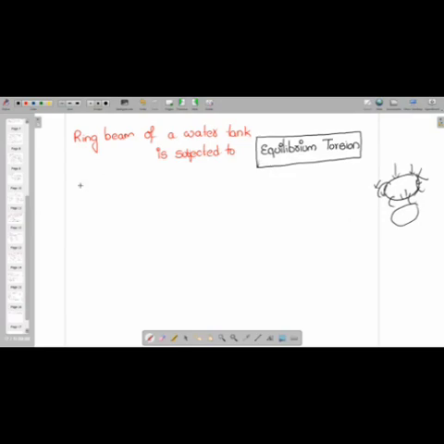Now, I have another question for you. What is the minimum number of longitudinal torsional reinforcement bars? Here also it is 4.